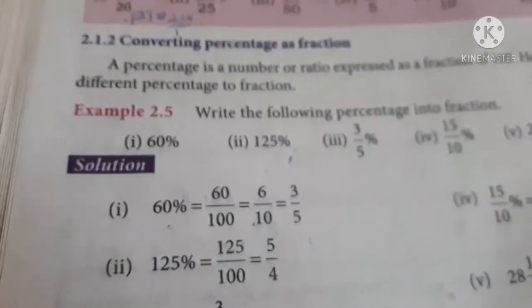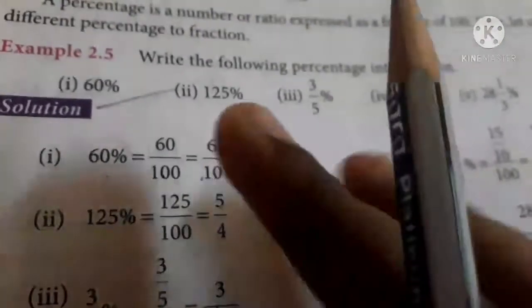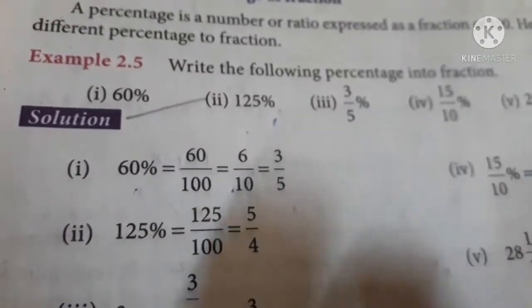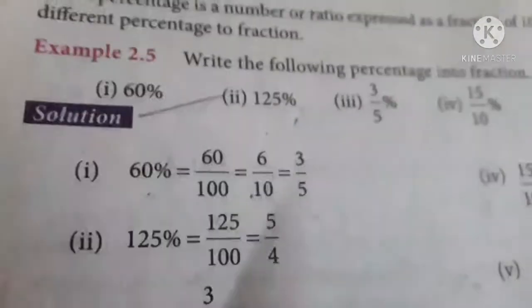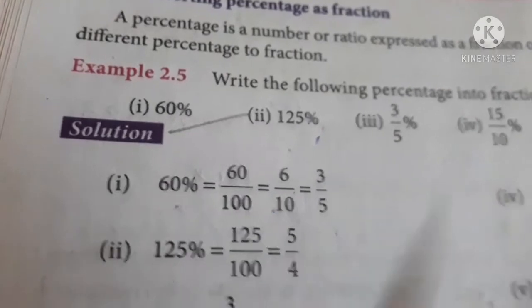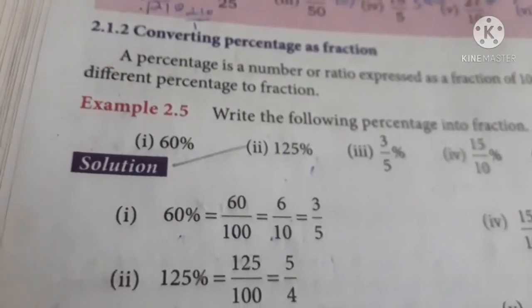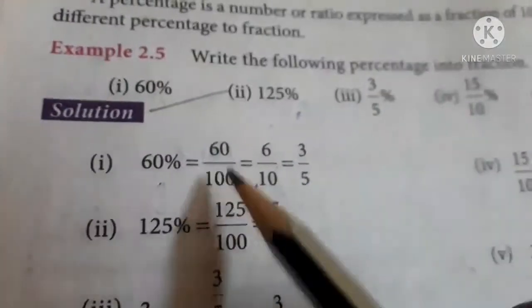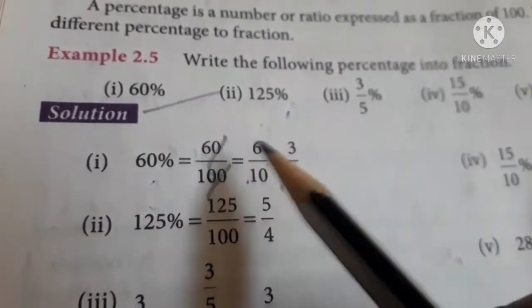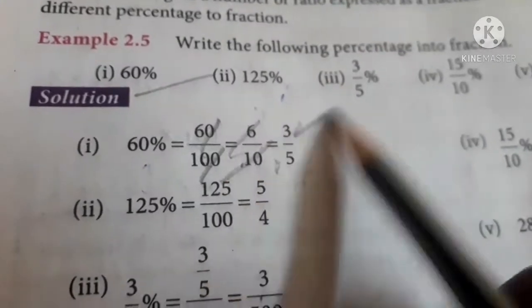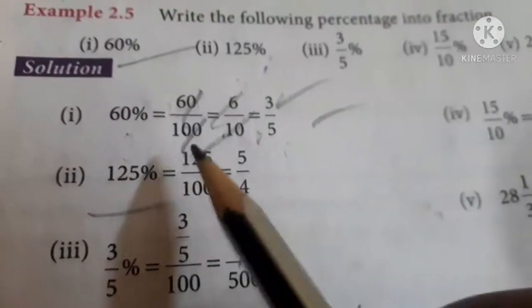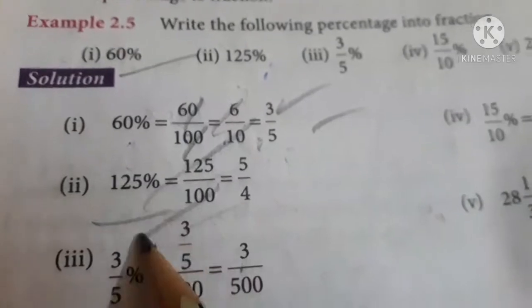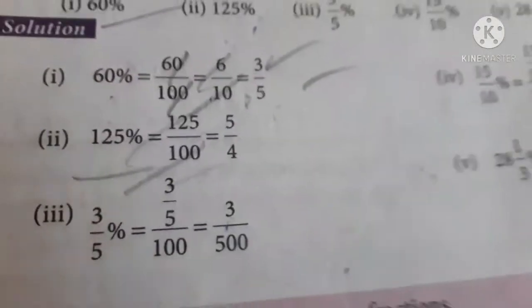Now let us see how to convert percentage into fractions. So examples are given. 60 percentage. When the percentage is given and they are asking to convert that into fractions, then you should always divide it by 100, because 100 is the percentage value. 60 by 100, so 0 cancel. 6 by 10, cancel it by the 2 table, you will get 3 by 5. 125 percentage, 125 by 100, so you can cancel it by the 25 table, 5 by 4.